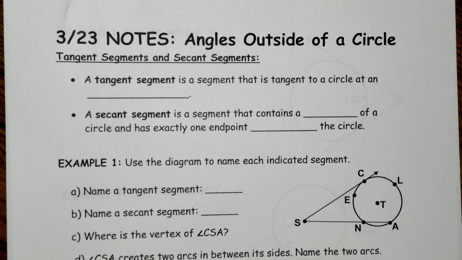All right, guys, the next set of notes, we're going to talk about angles outside of a circle. We talked about central angle. We talked about angles inside the circle when we have two chords, and we have that formula. Now we're going to talk about what happens if we have an angle outside. It's a lot like the last formula with the angle inside.